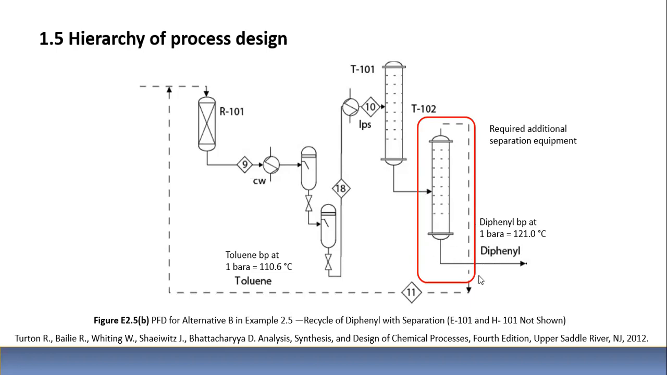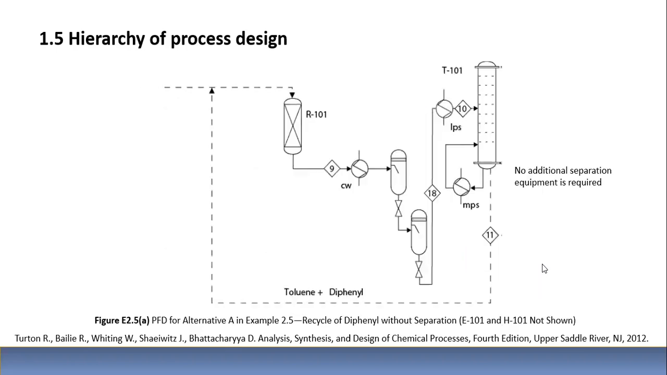El tolueno en la parte superior, parece que los dos se mezclan, pero por diferencial de temperatura de ebullición, esto hierve a 120, el tolueno a 110. Por diferencial de temperatura de ebullición se podría separar el tolueno y recircularlo. Aquí está la temperatura de ebullición del tolueno. Y el difenil retirarlo del proceso. En la alternativa A es lo que se propuso dejarlo así como está y recircular todo. Por eso no vemos ningún cambio aquí en este video.